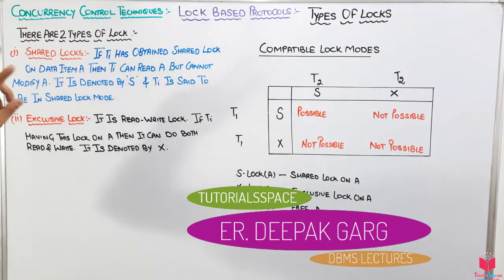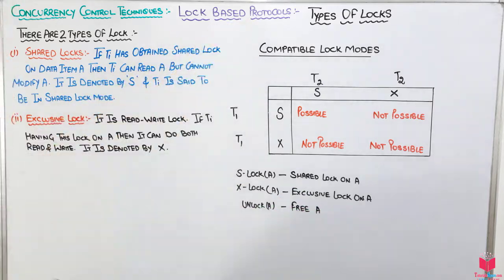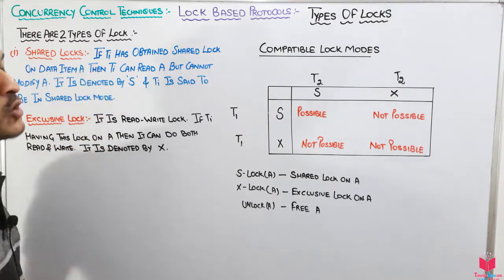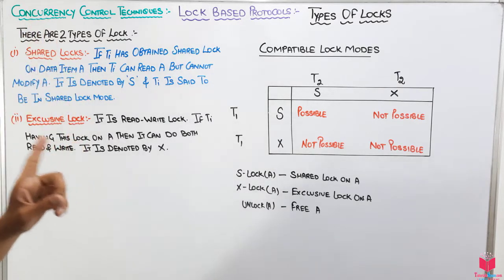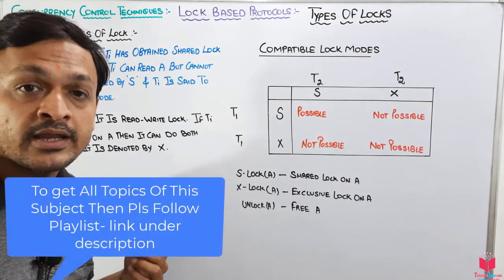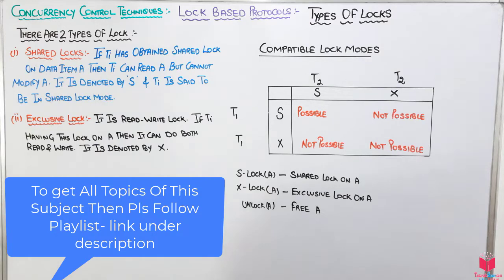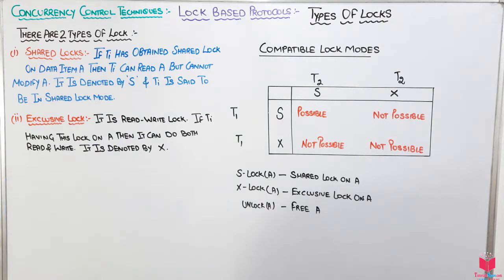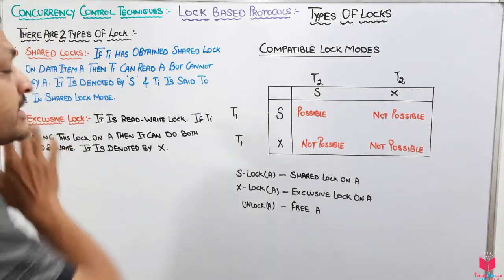There are two types of locks used in the lock based protocol: first is the shared lock and second is the exclusive lock. So what is a shared lock? If transaction Ti has obtained a shared lock on data item A, then Ti can read A but cannot modify A. Suppose we have a transaction Ti using the shared lock on data variable A. That means it only has permission to read it, but it cannot modify the value A.